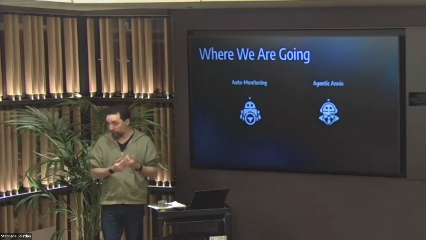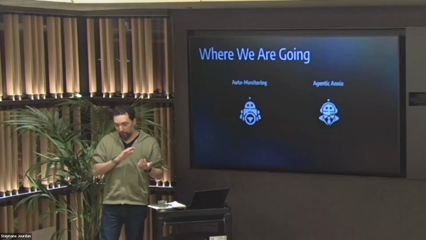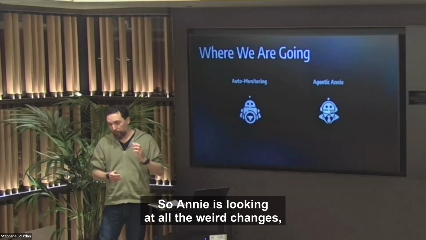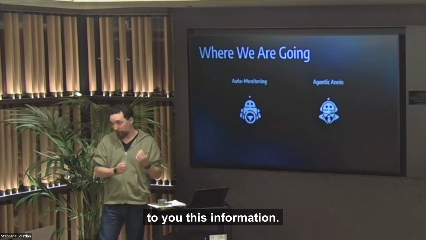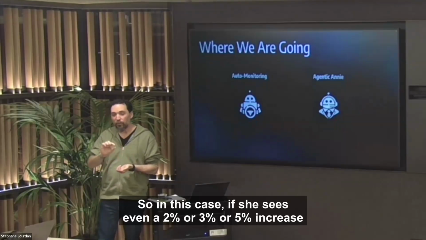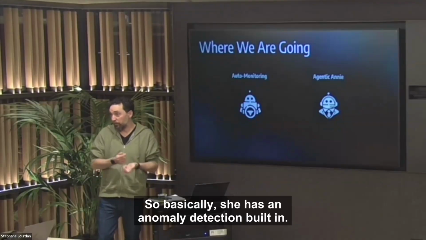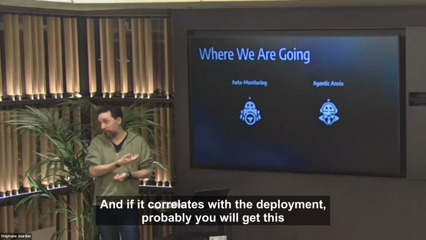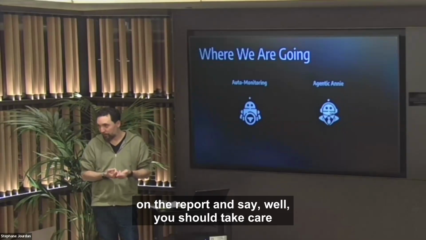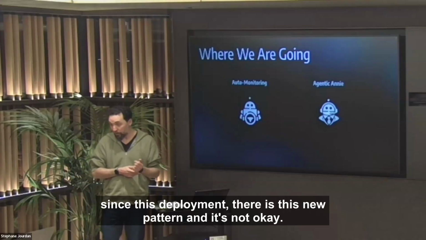So Annie is looking at all the weird changes, the odd parameters, the odd metrics, and it will report this information to you. So if she sees even a 2 or 3 or 5% increase in memory or CPU that is not usual, it's an anomaly. She has anomaly detection built in, and if it correlates with the deployment, you will get this in the report: "Whoa, you should take care. Since this deployment, there is this new pattern, and it's not okay."